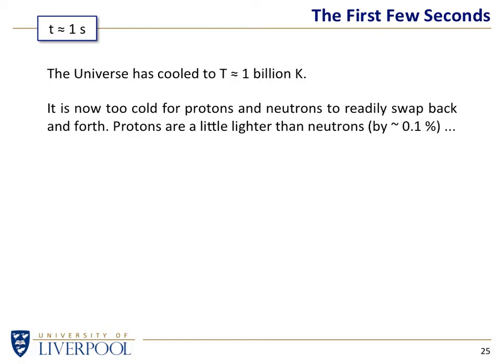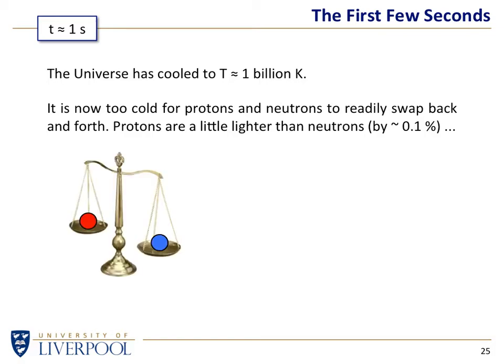Now it's too cold for protons and neutrons to swap back and forth. If we give them enough energy, they can do that. But now the universe is so cold, being only 1 billion Kelvin, that there's not enough energy for protons to readily change into neutrons and back. Protons are a little bit lighter than neutrons. Here I'm labeling protons as little red spheres and neutrons as little blue spheres. Neutrons are a little bit heavier than protons.